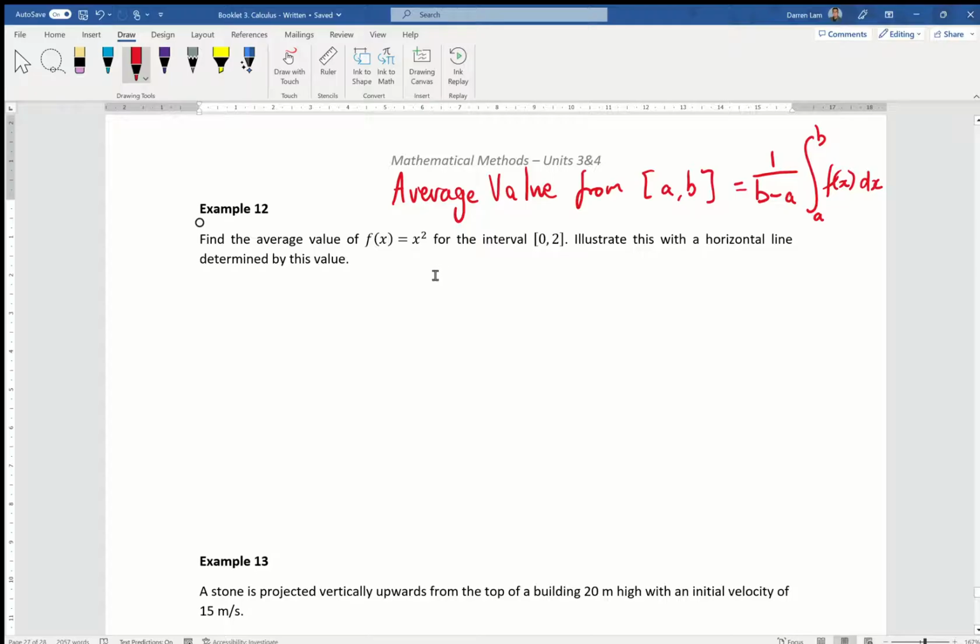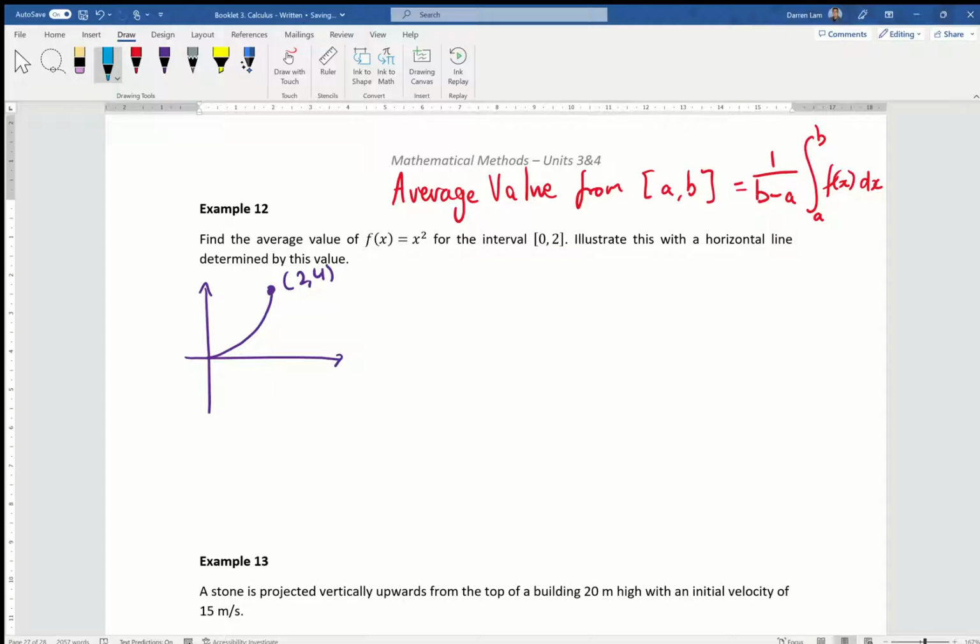In this question, it says find the average value of f of x equals x squared for the interval 0, 2. Illustrate this with a horizontal line determined by this value. I'm going to go a little bit backwards just because I'm teaching you this process, and sketch the function first. Our general function will just look like an x squared. I'm just going to draw the right-hand side, the positive end of it, because its domain is 0 to 2, which would look something like this, with this being 2, 4.